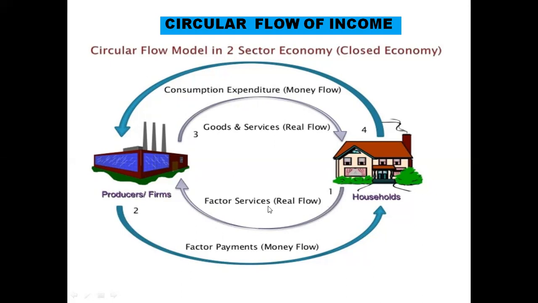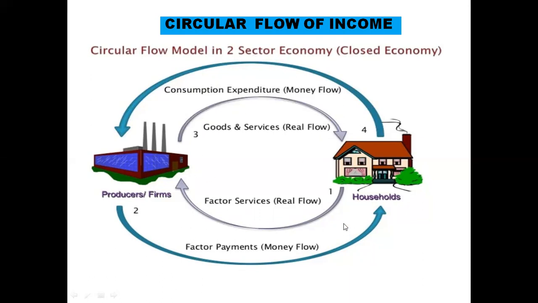So this inner loop is a real flow and the outer loop is the money flow, right? And in the upper loop, we can see goods and services flow from producers to households because households buy goods and services from the producers. So you can see this arrow, right? And in return, households give money to the producers, right? So the money flows to the producers.